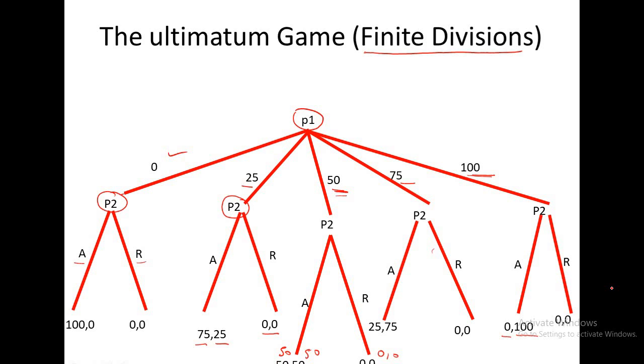Now what is the Nash equilibrium of this game? We know this is an extensive game. Why is this an extensive game? Because the players are taking their actions in a sequential manner. Here P1 is taking an action first, and after that P2 is taking an action. So that is why this is a sequential game. Now how can we solve this sequential game? To solve this sequential game, we know there is a method called backward induction we can use.